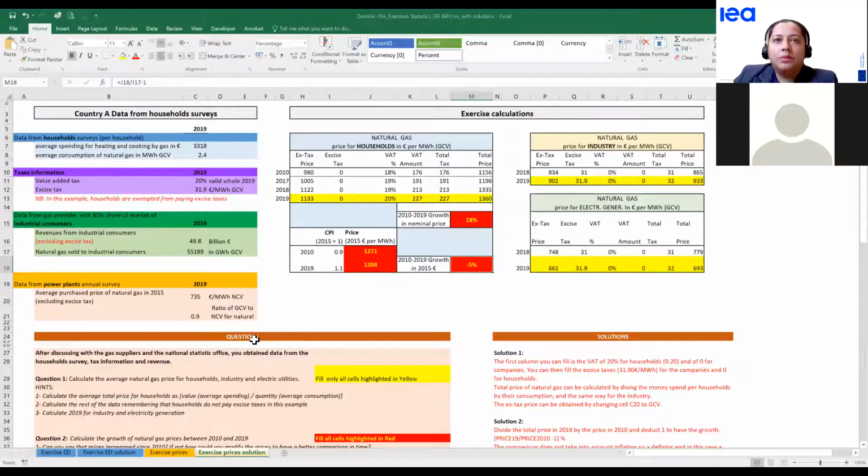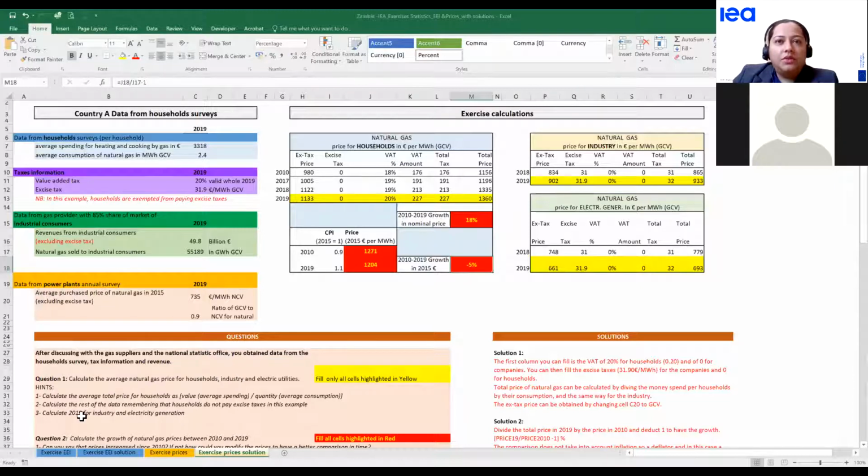So the first one was, so here you can see some information for country A, for household, on taxes, and also data on industry consumption, and also for power plants. And then you will have to fill the tables here, highlighted in yellow for household, industry, and power plants, based on the information on the left side. So the first question is, calculate the average gas price for household, industry, and electric utilities.